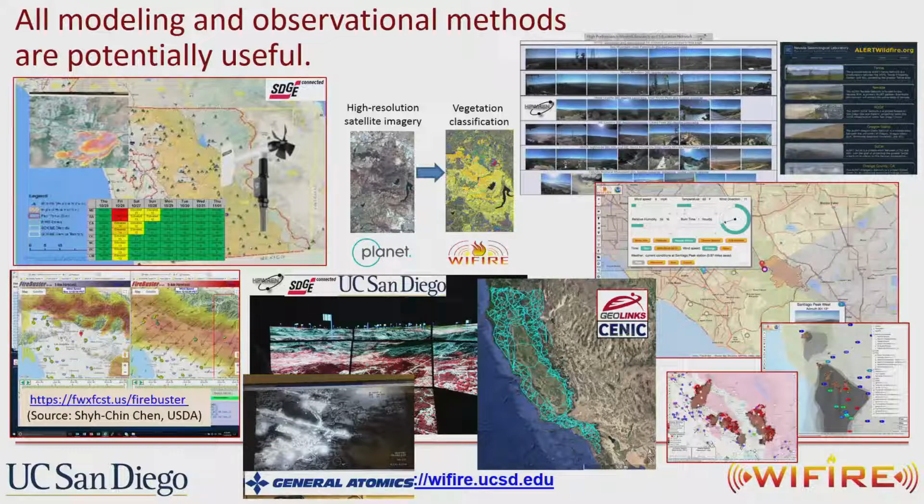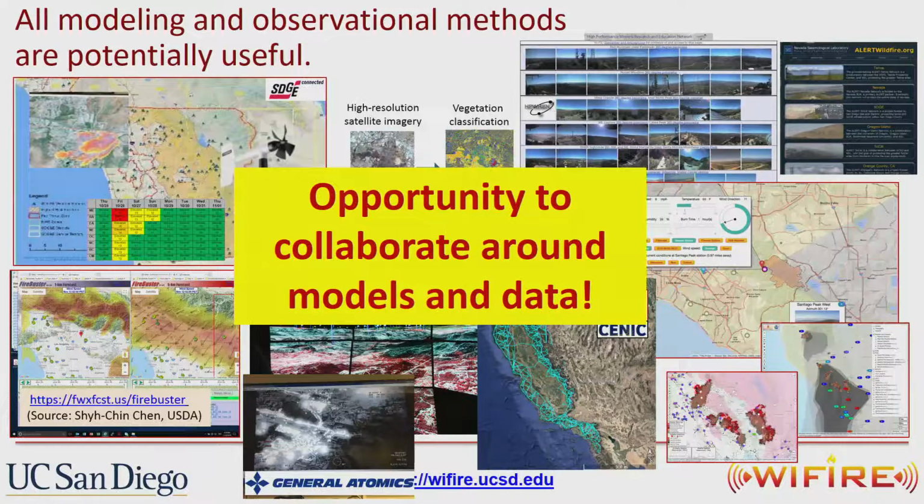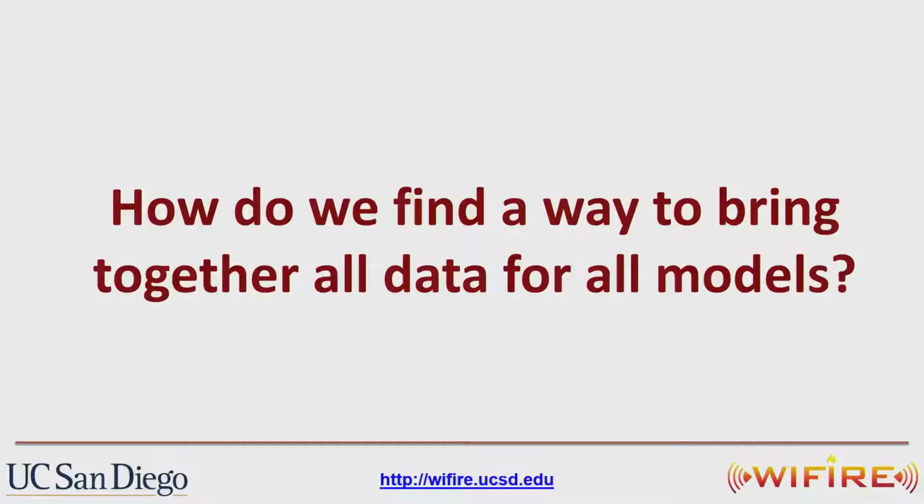So there's an opportunity here to create a data economy around disaster response and win as public-private organizations. So that's what we set out to do. Create an environment so we can create this neutral infrastructure that we can collaborate around models and data. So our question was, how do we find a way to bring together all data for all models and make it available to whoever needs to use it? Of course, we won't blindly make it available. We'll make it available in a way that the correct data gets to the correct user in a form that they can ingest and capitalize on this data.